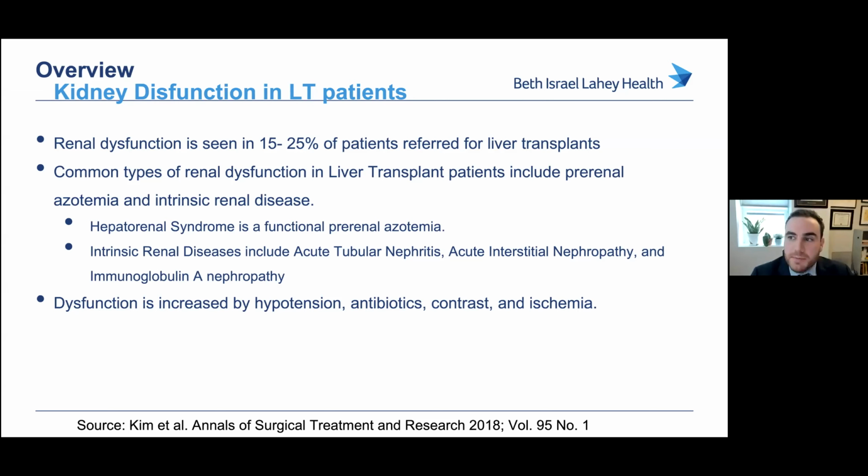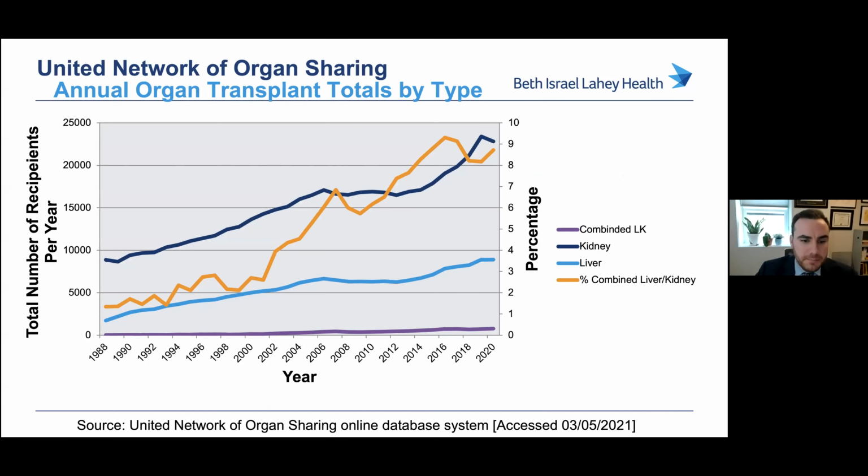If they're hospitalized patients, they typically are, they've been hospitalized for liver failure exacerbation, they're hypotensive, they're on antibiotics, they may have received contrast for a GI bleed, and they're ischemic on pressors. So all of these things contribute to declining renal function acutely pre-transplant.